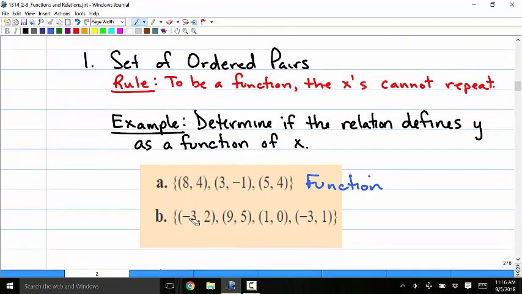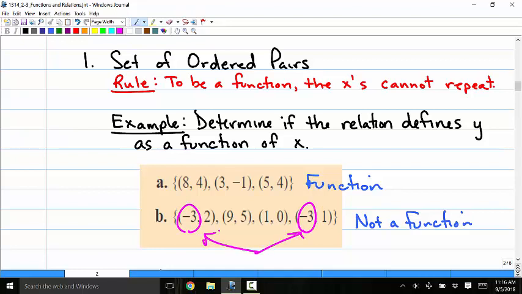(-3, 2), (9, 5), (1, 0), (-3, 1). Is that relation a function? No. So we're going to say not a function. And I'm going to go make myself a note and say that repeats. Negative 3 repeats. That's why it's not a function.